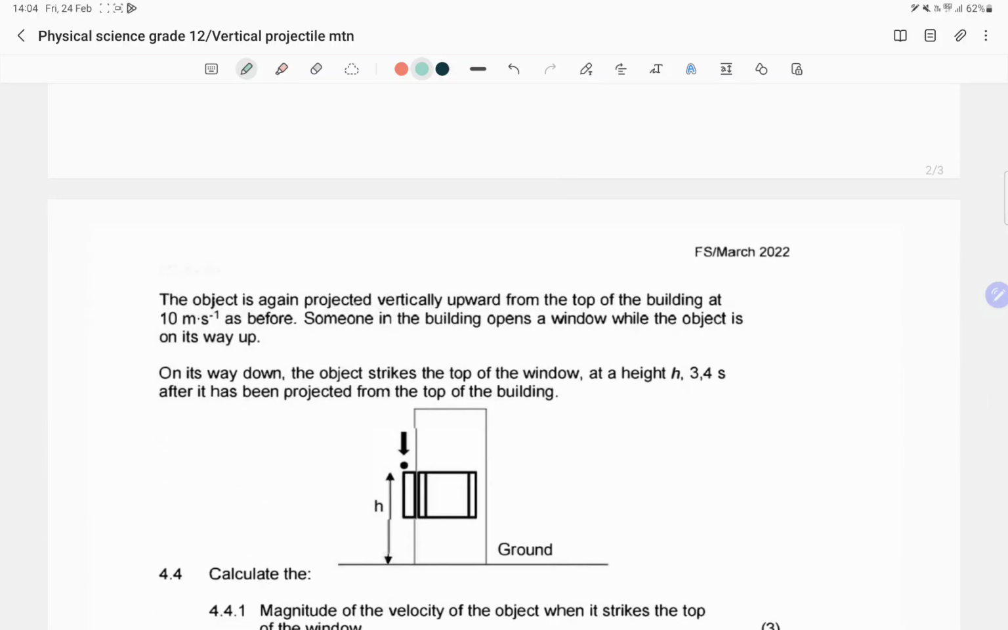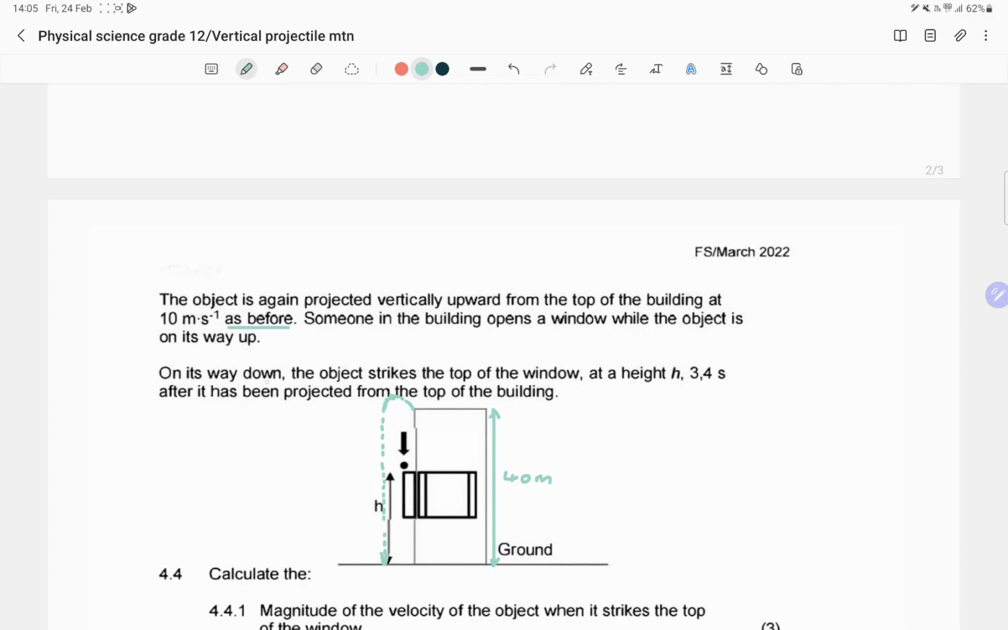It says now the object again projected vertically upward from the top of the building as before, okay, at 10 meters per second as before. So that is still the same building. So we can tell that the height of our building hasn't changed. So we know that we're still looking at 40 meters here. And then of course our object is going to be thrown from the top of the building to some maximum height, and then it's going to come down and reach the ground, okay? Not a problem.